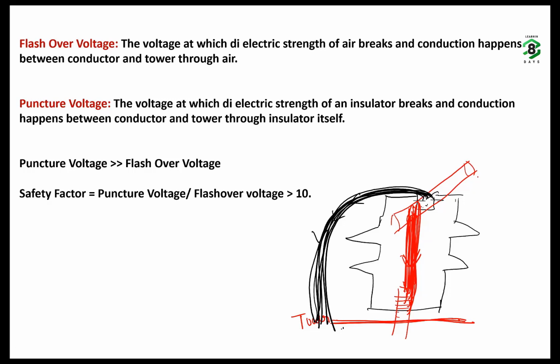So obviously, which voltage will be greater? The puncture voltage is very much greater than the flashover voltage because the dielectric strength of the insulator is higher when compared to the dielectric strength of air. Air value is 21.2 kV per centimeter, whereas the dielectric strength of porcelain we have seen is 60 kV per centimeter. So puncture voltage is greater than the flashover voltage.